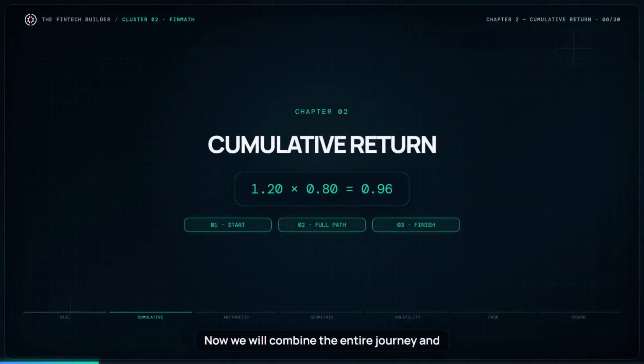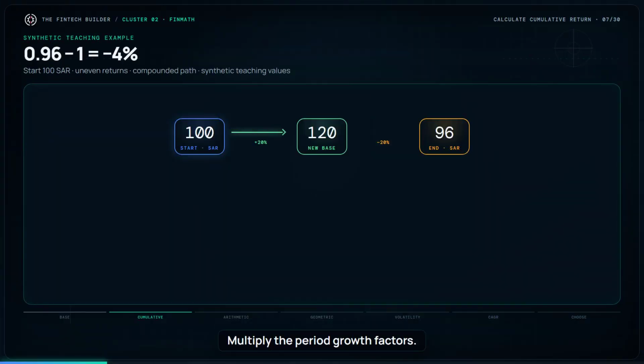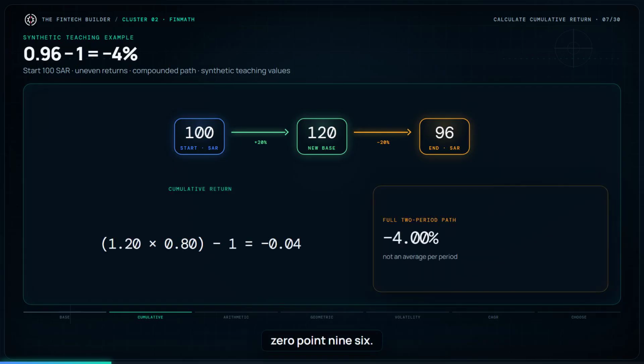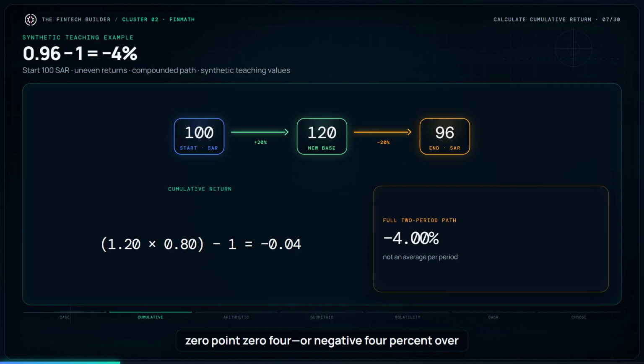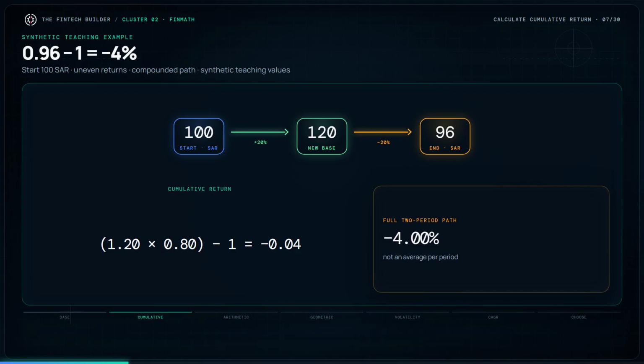Now we will combine the entire journey and answer one question only. How much was gained or lost from the original start to the final end? Multiply the period growth factors. 1.2 times 0.8 equals 0.96. That total factor means the ending wealth is 96% of the starting wealth. Subtract 1, and the cumulative return is negative 0.04, or negative 4% over the complete two-period holding path. This number answers the full path question. It is not an average per period.